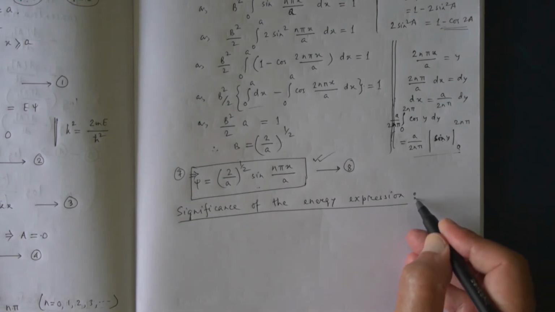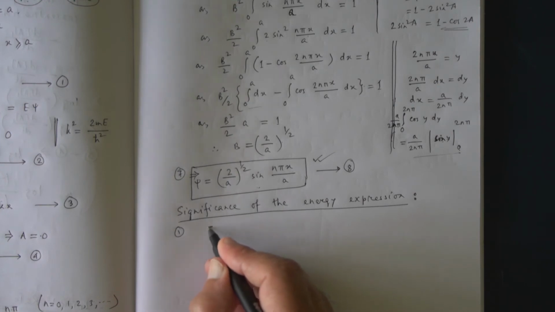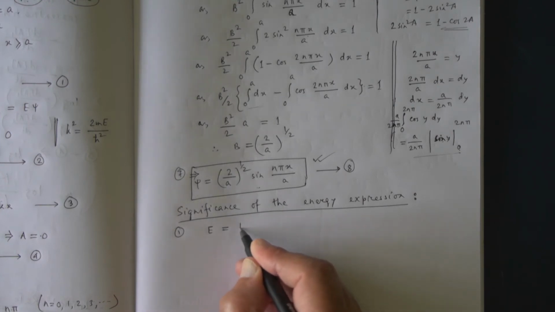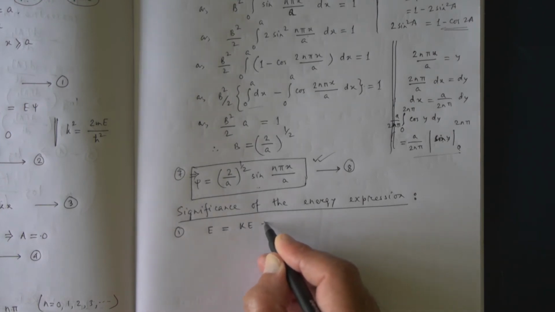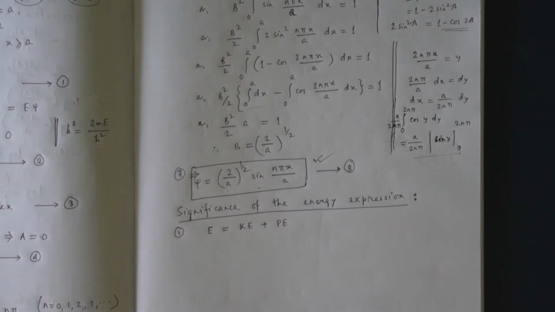Significance of the energy expression. Okay, number one is that here energy means it is total energy. What is total energy? Kinetic energy plus potential energy. Okay, E is the total energy.